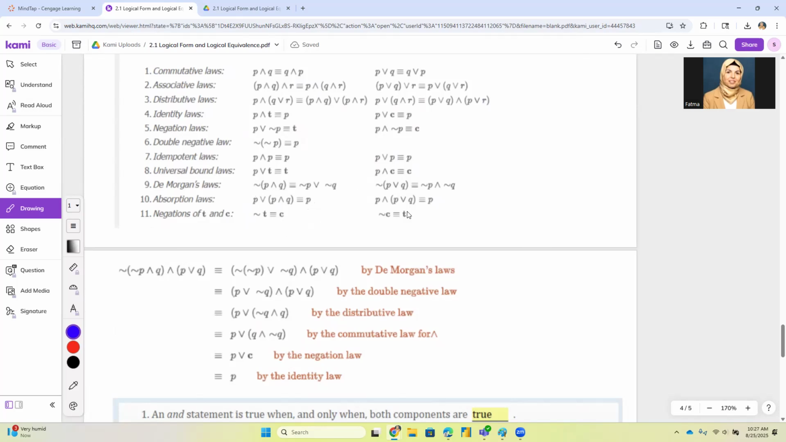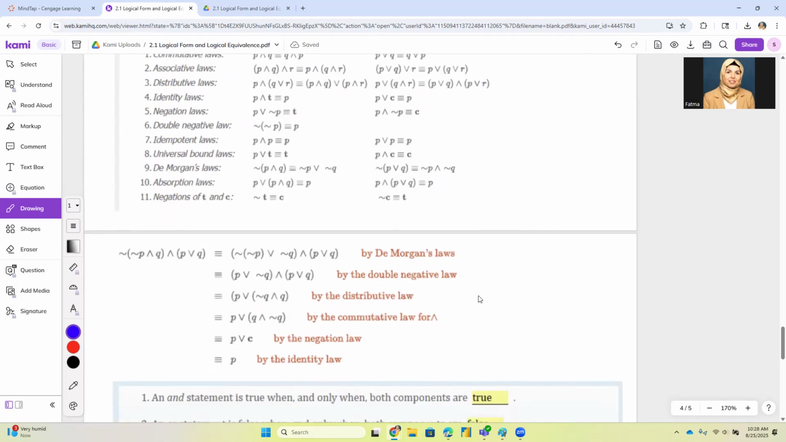If we look here again, when you have P or Q, but then you're ANDing it with a P, you will get P, and this is called the absorption law. So P absorbs the P and Q when you're ORing it. P absorbs the P or Q when you're ANDing it. And then the negations of a tautology and contradiction: if it is not a tautology, it's a contradiction. If it is not a contradiction, then it's a tautology.